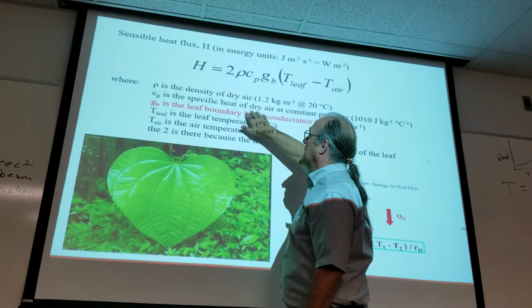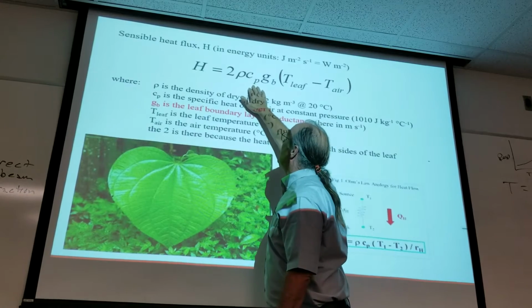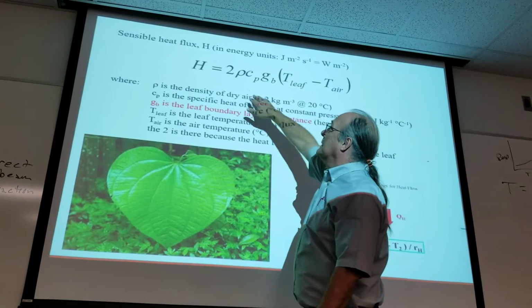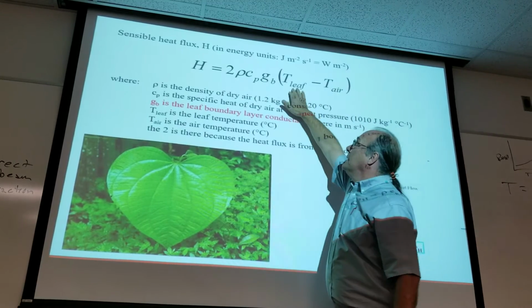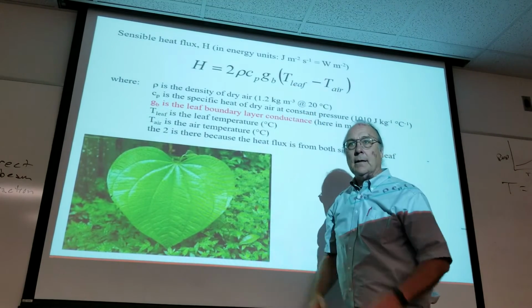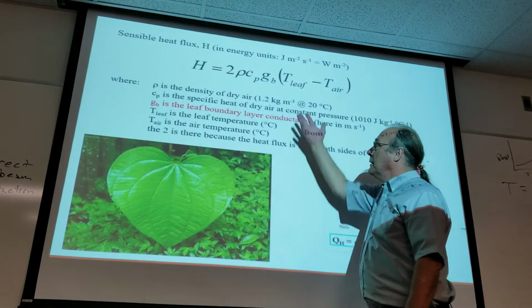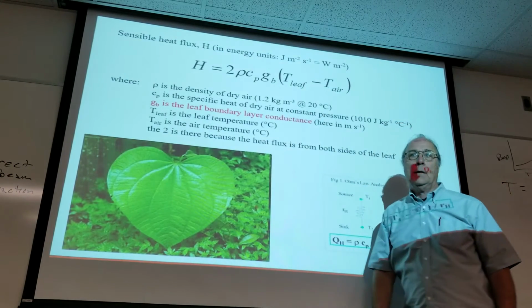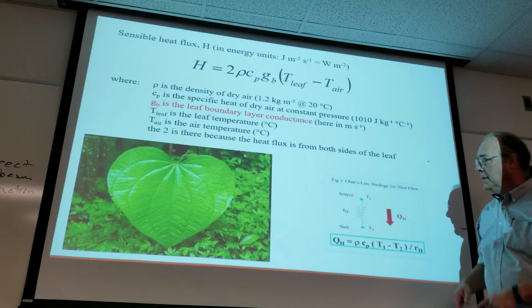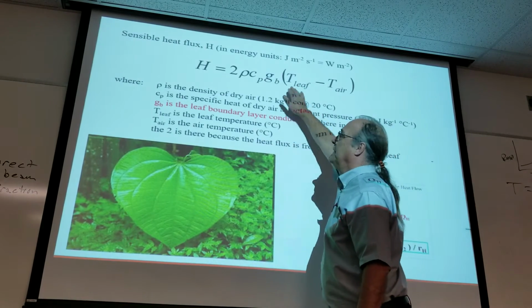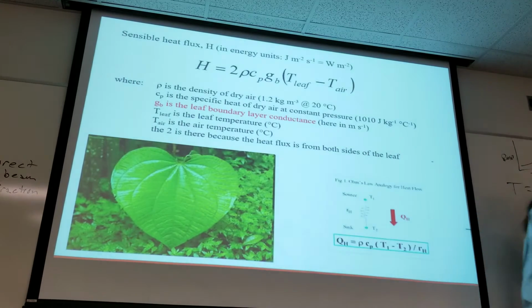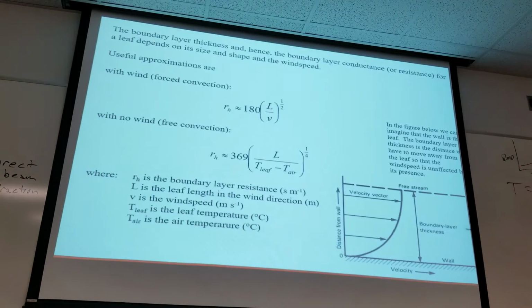Cp is more or less a constant, the specific heat of dry air at constant pressure. Rho is the density of dry air. Okay, so all these terms, T air we measure with the thermometer. The leaf temperature is the thing that is unknown typically for this equation. And what I'm proposing to do is tease this value out of our big equation at the end and solve.